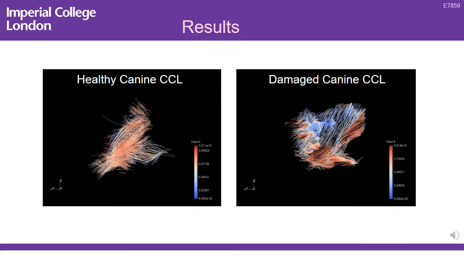In the ParaView fiber tract images, on the left, continuous fibers can be seen running through the healthy ligament, and on the right, there's disrupted fibers in the anterior medial band, indicating the partial rupture. The posterior lateral band can be seen behind.